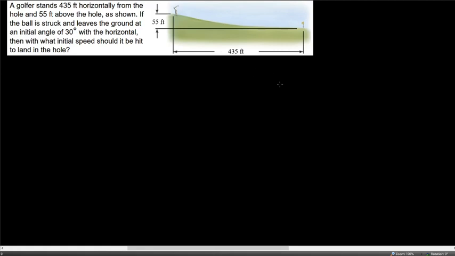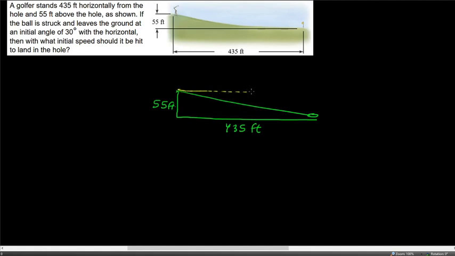Okay, so again, it's a very nice picture, but I'm going to try to draw another one here. It probably looks more like this. So down here is the hole. Up here is the golfer. We know that this is, boy, I can't do vertical lines here, sorry. So this is 435 feet horizontally to the hole, and then 55 feet above the hole. And this is the horizontal.